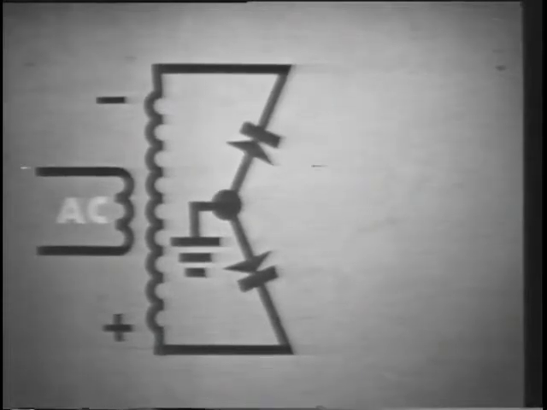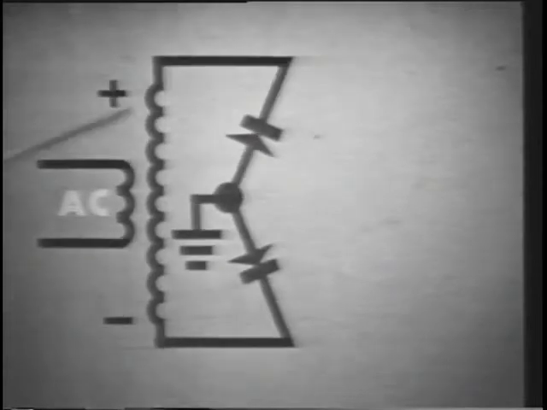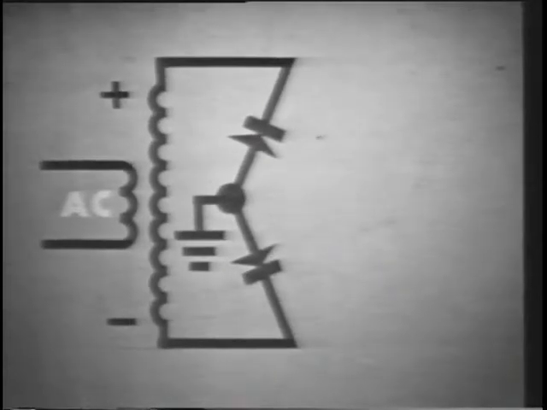Another diode connected to the top of the secondary will accomplish the same thing. It'll connect the top of the secondary to ground when it's negative and open this path to ground when the top of the secondary is positive. Now watch as these two diodes work together to always connect the negative end of the secondary to ground.